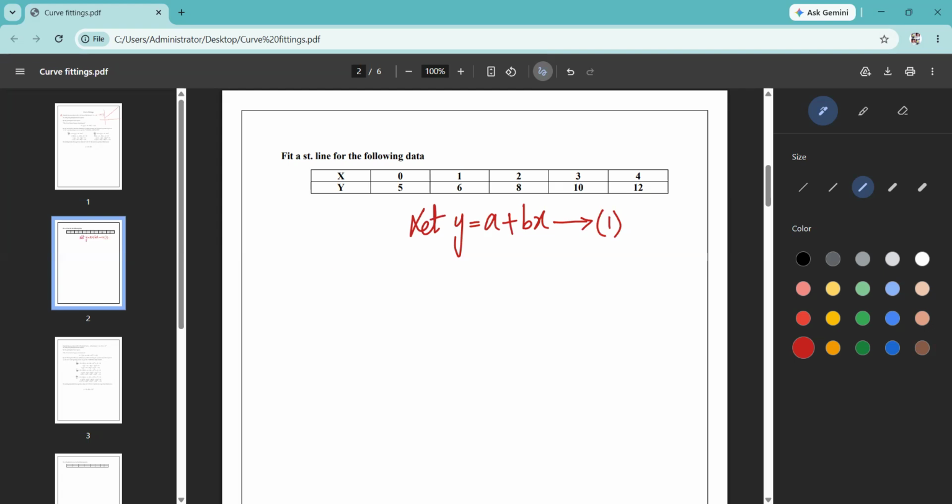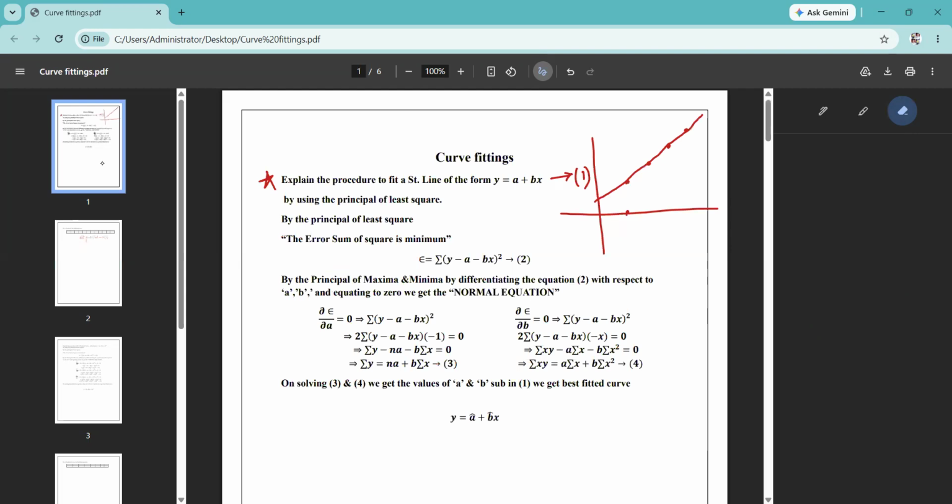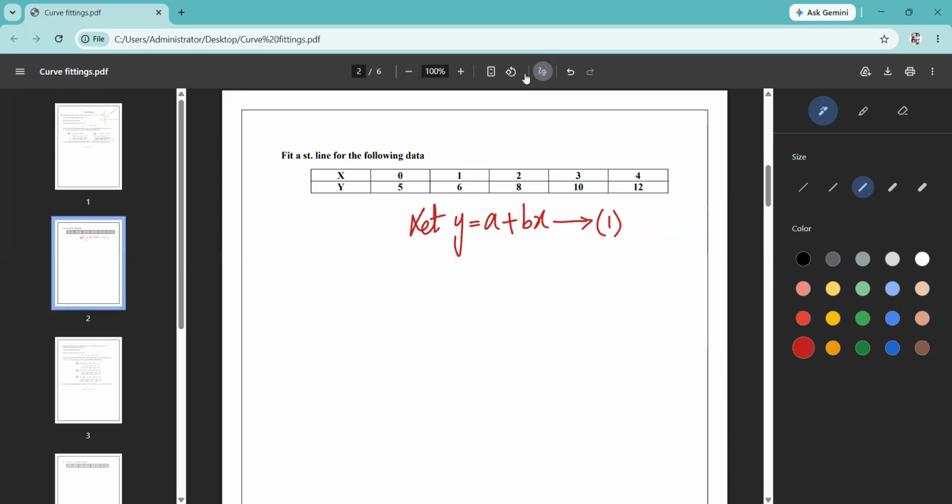Now you see, we have x values, we have y values. Before using the x and y values, we have to find out their normal equations. Now you see in this page, what are the normal equations? These are the normal equations: summation y is equal to na plus b summation x, summation xy is equal to a summation x plus b summation x square. You need not show the procedure for finding the normal equations. You have to use the normal equations directly.